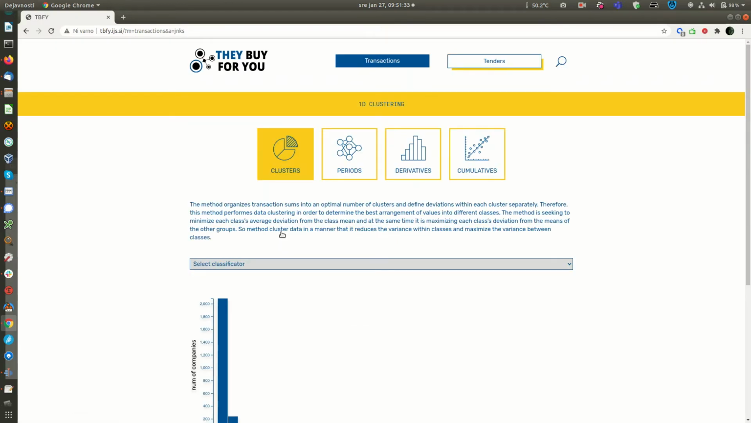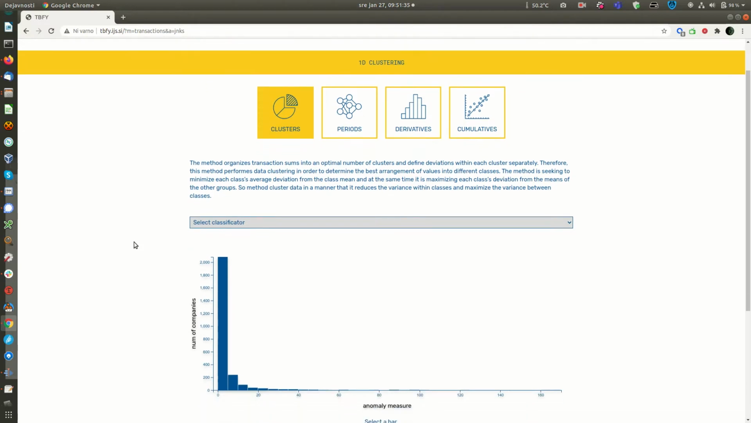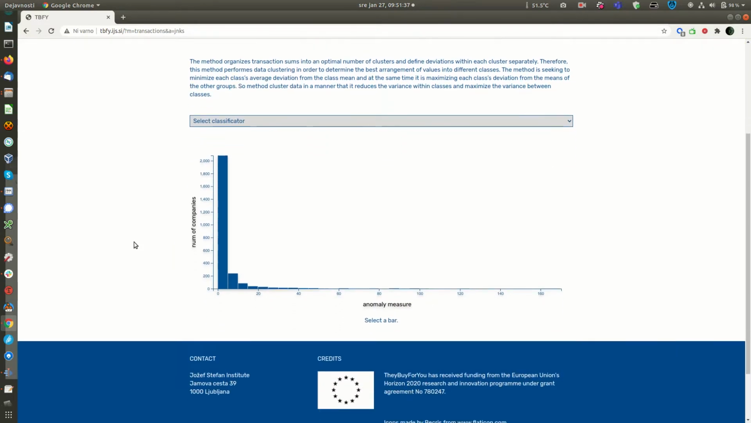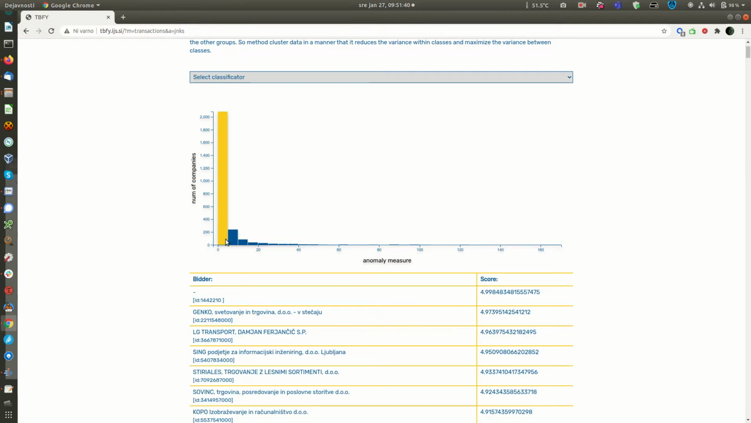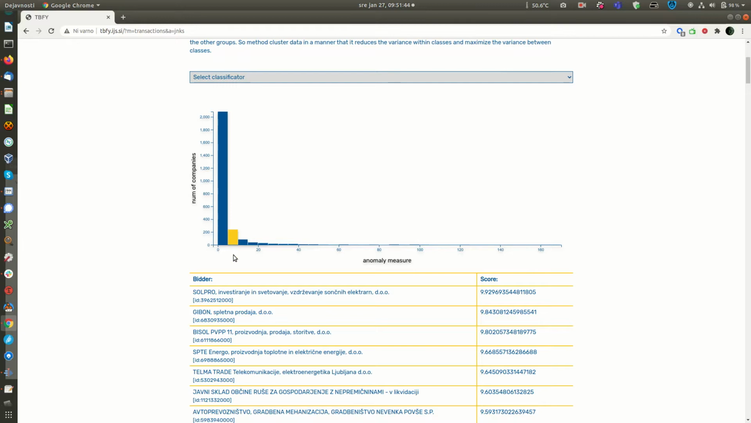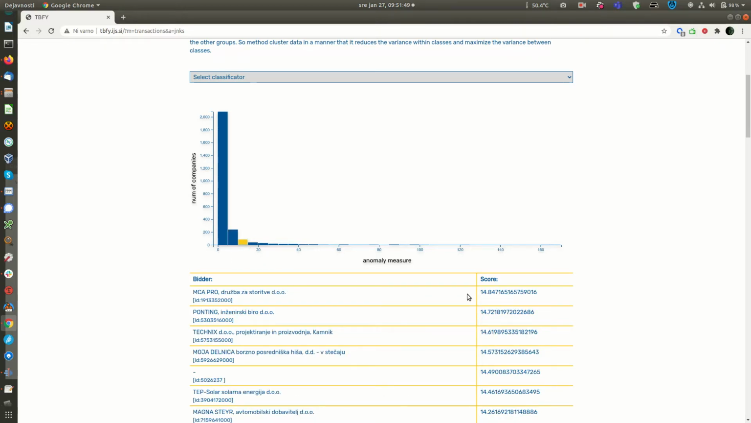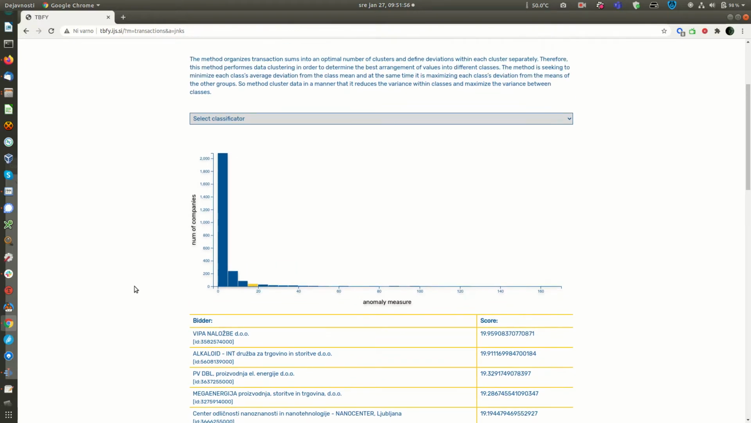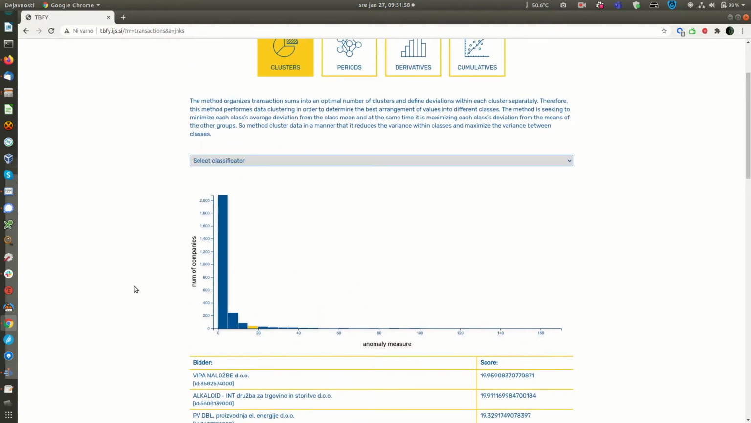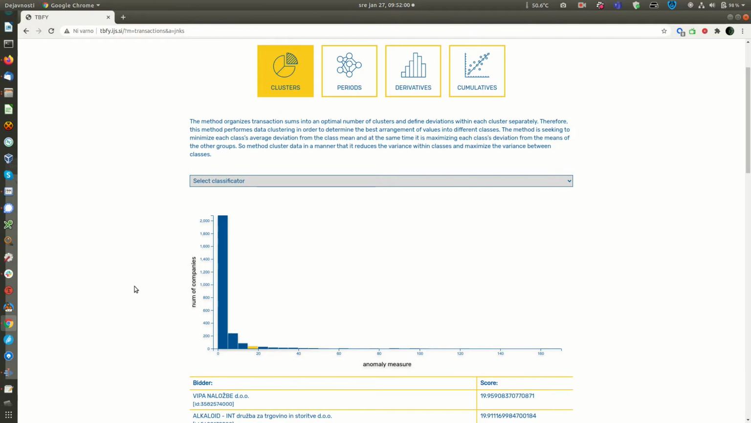Clusters, or the 1D clustering method, organizes transaction sums into an optimal number of clusters and defines deviations within each cluster separately. Therefore, this method performs data clustering in order to determine the best arrangement of values into different classes. The method seeks to minimize each class's average deviation from the class mean, and at the same time it maximizes each class's deviation from the means of the other groups.